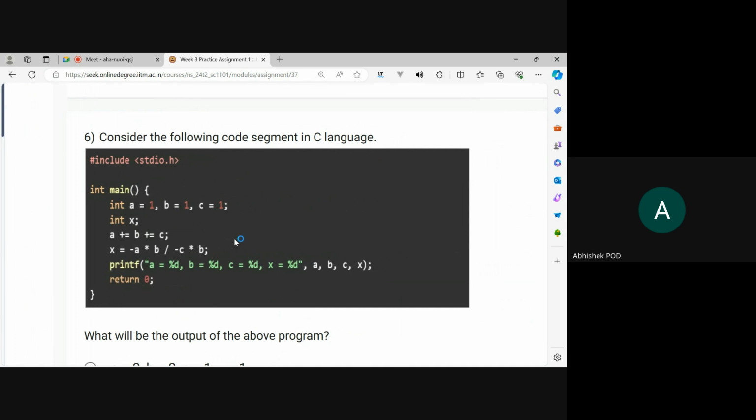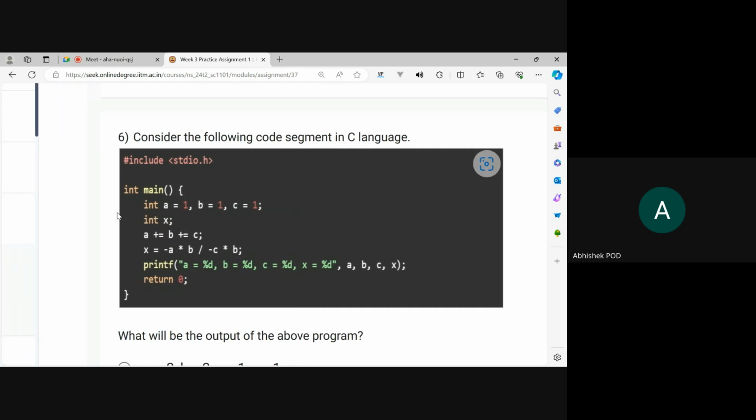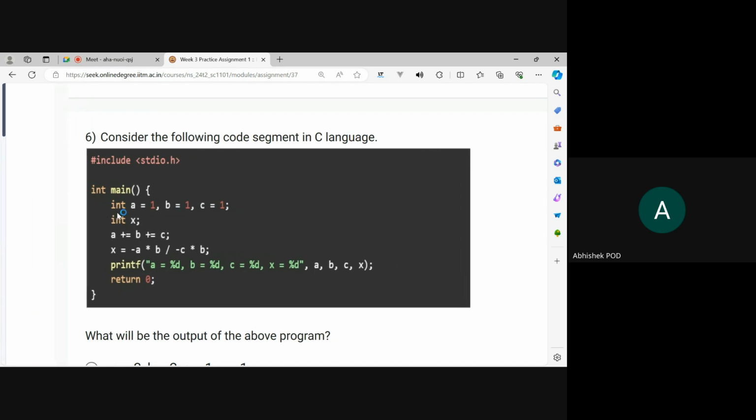So what is happening in this program is you are creating three variables, A, B, and C, and you are initializing all these variables with the value 1. Please note the data type of each of these variables is int. Apart from that, you are also creating another variable x, again of integer type. You are performing some arithmetic operations here, then here, and after that you are asking what will be the value of all these variables after performing all these arithmetic operations.